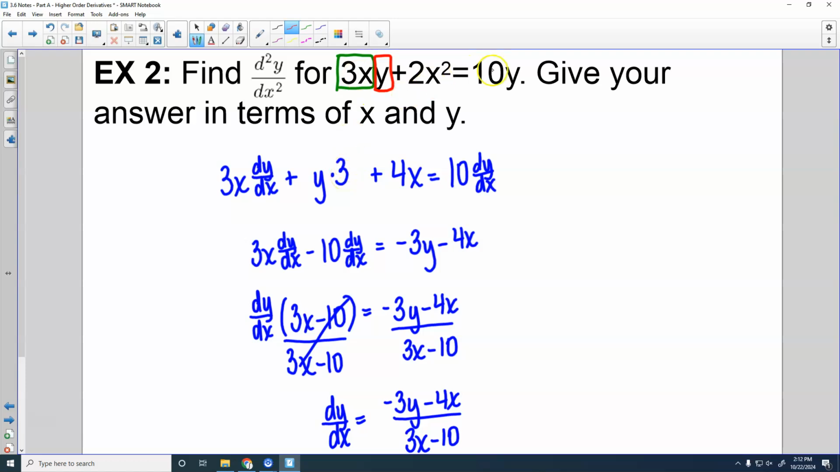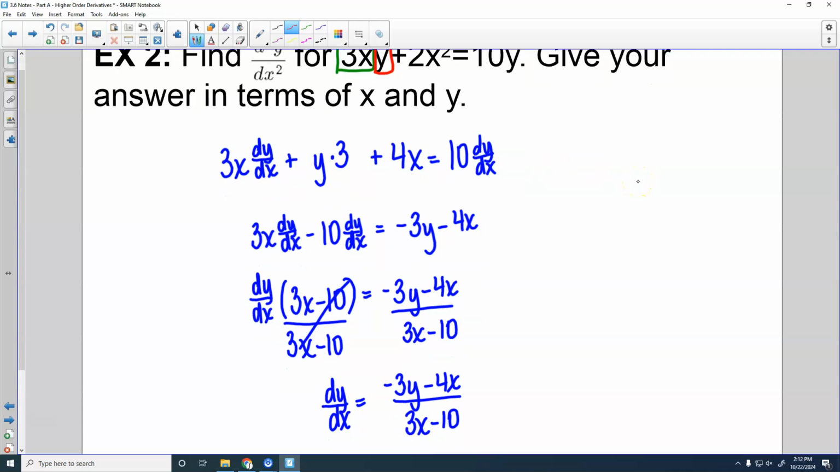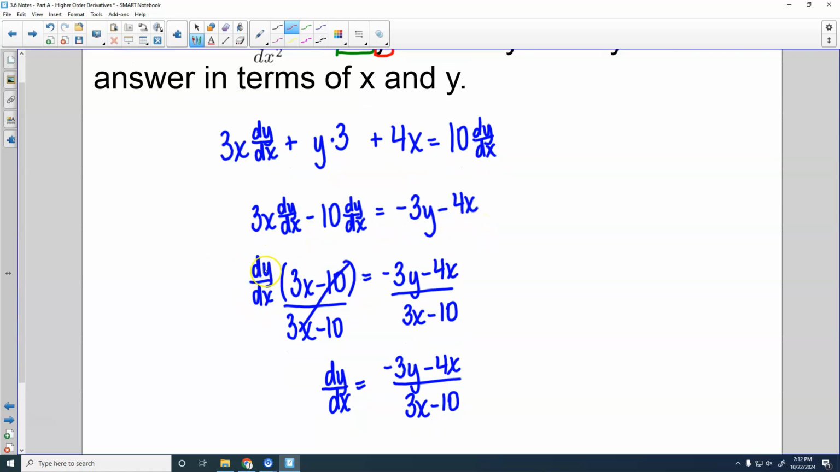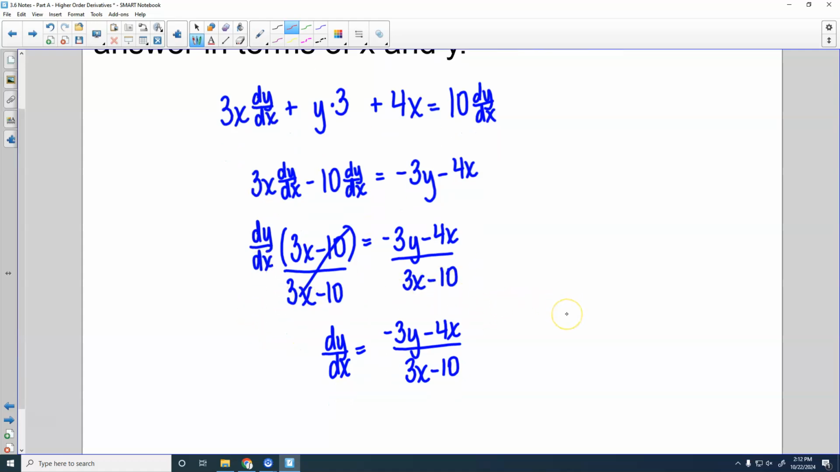And then the other parts, you just take the derivative like you normally would. You'll get 4x right here, and you'll get 10 here, but it needs a dy dx with it. And so you have to take 10 over here to the left side. You're going to move these two pieces over to the right side. Factor out your dy dx, and then divide by that 3x minus 10. So I got negative 3y minus 4x over 3x minus 10.